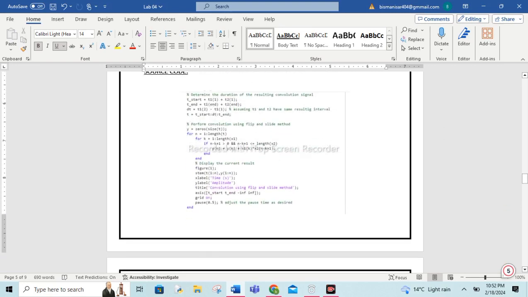In task 2, first we add T start, which is the combination of T1 and T2. Then produce T and then we find the difference between T1 and T2. Then we use figures, then stem commands, then use xlabel for labeling the x-axis, then use ylabel for labeling the y-axis, then use title, then use axis, then use grid, and then we use the pause command.